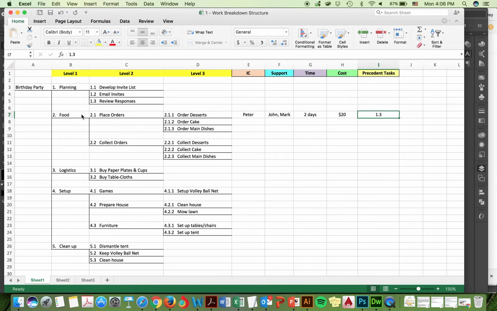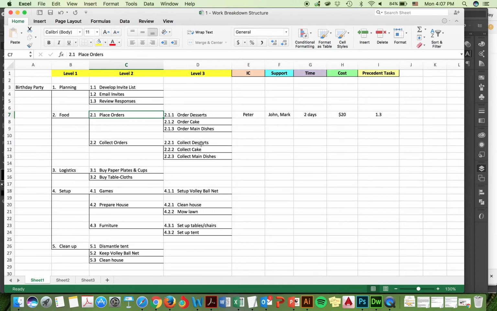All right. So for food, you can further break it down into place order, collect order. You don't have to have the same person doing the two tasks. So Peter can be the one placing order, then maybe Mark can be the one going over to collect the orders. Okay, so you can see that there are quite a number of levels. Level 2 and level 1 are very important. Usually level 1 and 2 will encompass 100% of the project process. So everything must be included in level 1 and 2.